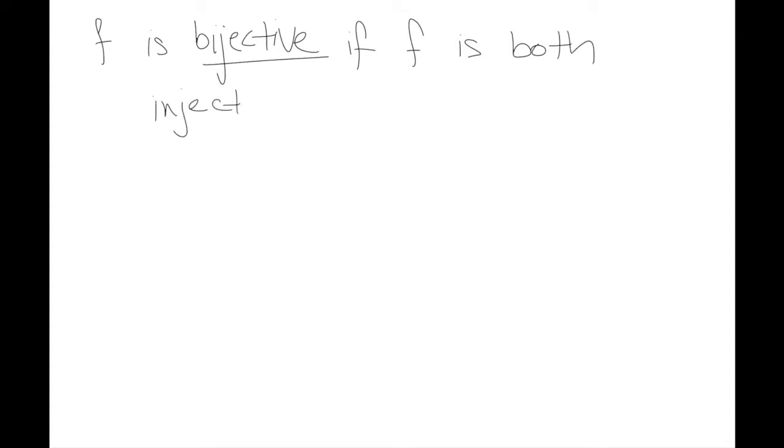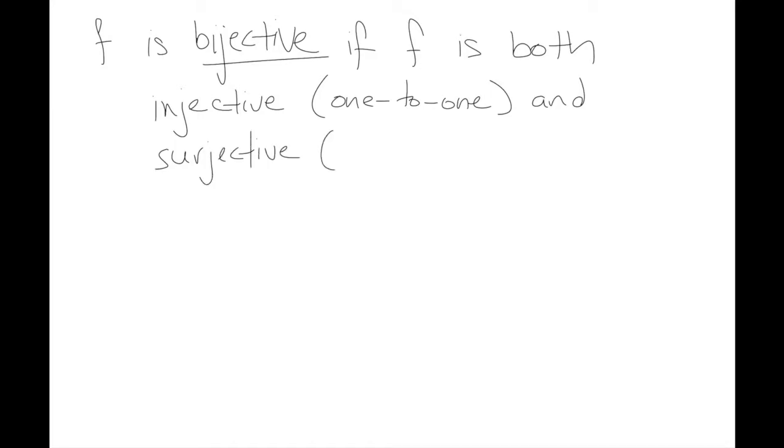So again, remember injective, you might also see that as one-to-one. And surjective, you might also see that as onto. So try and think of some maybe basic examples of a function that's both injective and surjective.